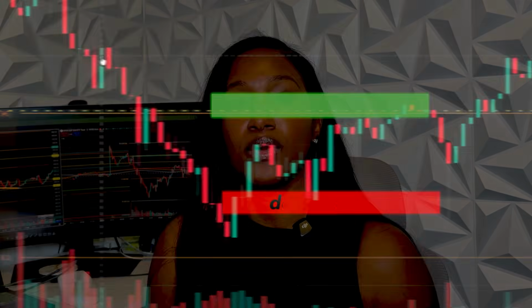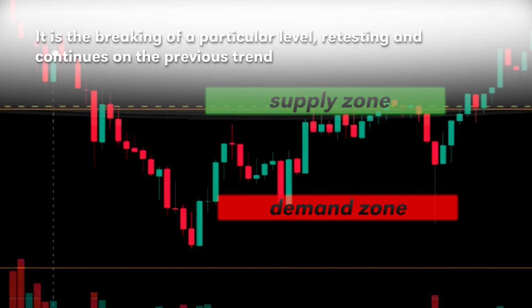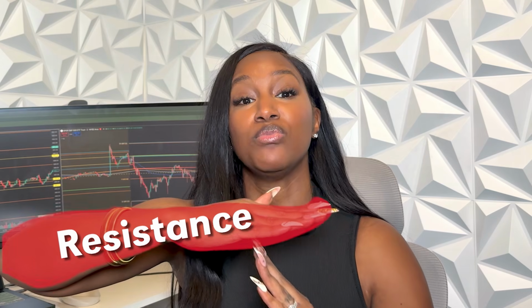So first, let's define what break and retest is. It is the breaking of a particular level, retesting or revisiting that level, then continuing in the previous trend. And we take advantage of that for a possible entry. So for example, if we have a level, my arm being the level, and we break through it to the upside, this would be resistance, we want to see a retest or revisit this level, then continue in the upward trend. This is where we'll be interested in a possible call.